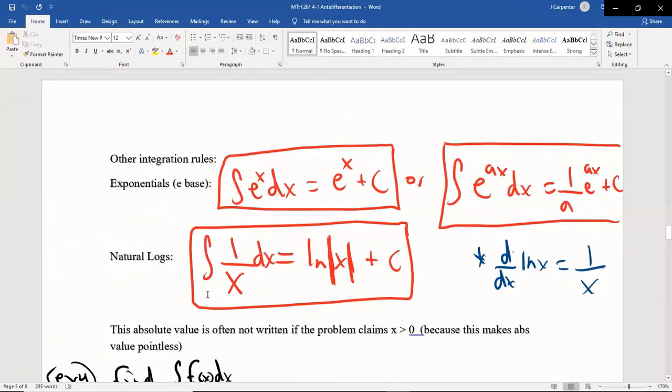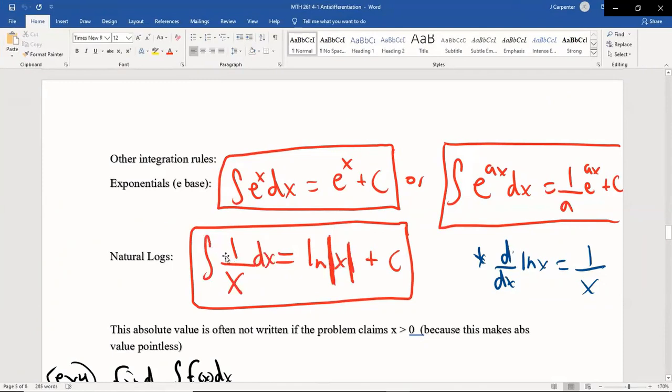So we said when you have to integrate 1 over x dx, you get the natural log of the absolute value of x. And that was because the derivative of the natural log is 1 over x. But we said we had to remember this absolute value. This is something a ton of calculus students forget. If I don't tell you x is positive, you need this absolute value. If I do, then you don't write it.